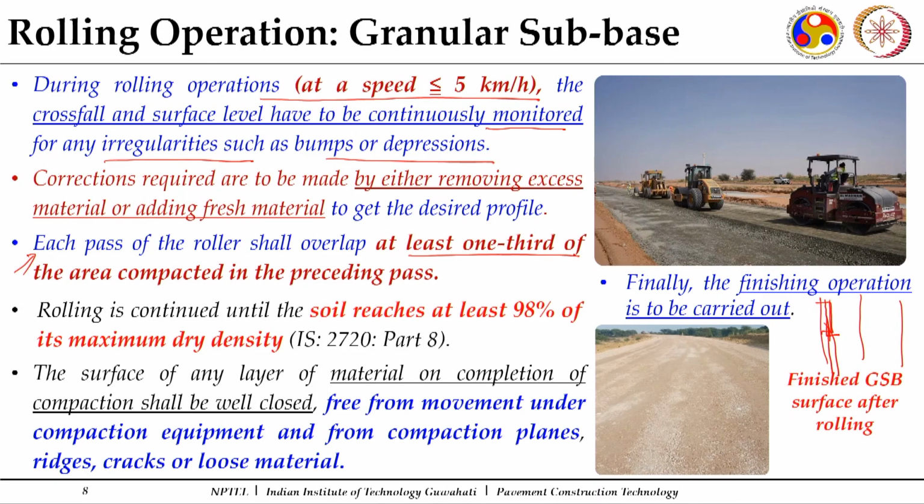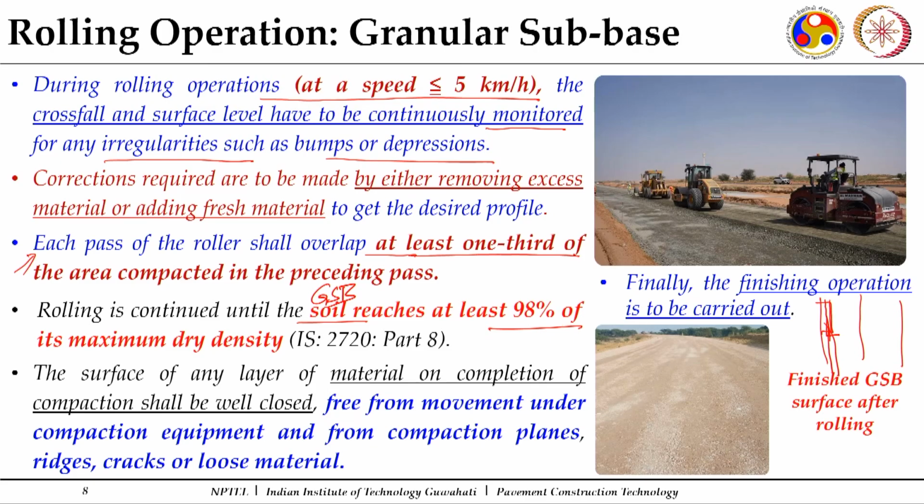We have multiple rollers which compact this particular one. So, they move in a manner that the drum of the rear one has an overlap of 1/3 with respect to the one which is moving in the forward direction. So, this is how we try to ensure that there is an overlap of at least 1/3 of the area compacted in the preceding pass. So, rolling is continued till the granular subbase coarse material reaches a density of 98%.